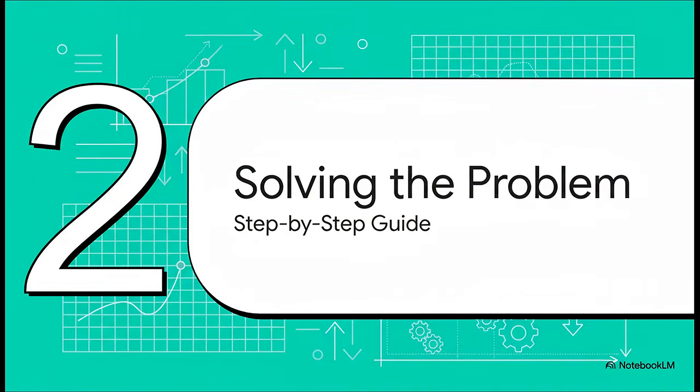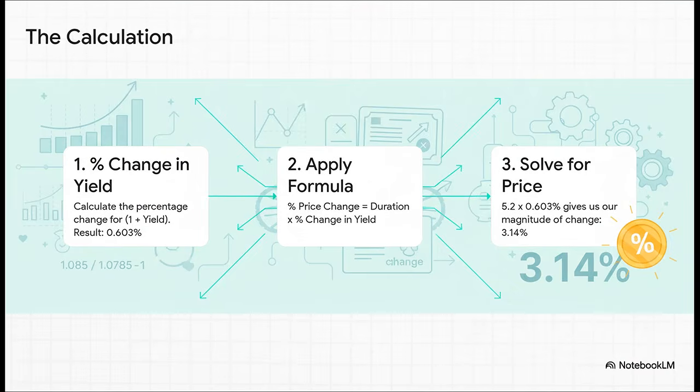All right, enough with the theory. Let's put this tool to work and actually solve our problem, step by step. Okay, let's break this down. Step 1, we need to figure out the percentage change in what's called the yield factor, which is just 1 plus the yield. So we take the new factor, 1.085, divide it by the old one, 1.0785, and then subtract 1. That gives us 0.603%. Simple enough. Step 2, we use our rearranged formula. The percent price change equals the duration times that number we just found. And for step 3, we just plug everything in, 5.2 times 0.603%, and that gives us our answer, 3.14%.